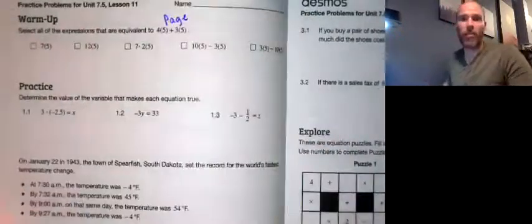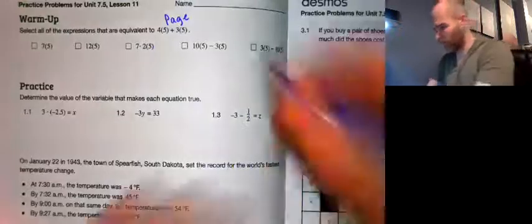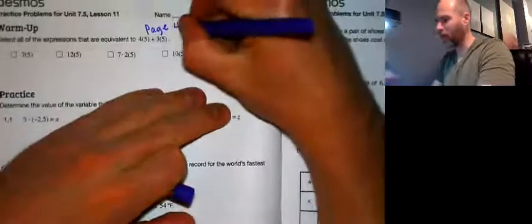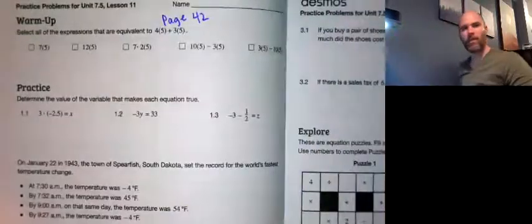So I'm on page 42. It doesn't matter if you work online or in the book, though. In my opinion, the questions are the same. Page 42, I'm to write. So let's get to it.